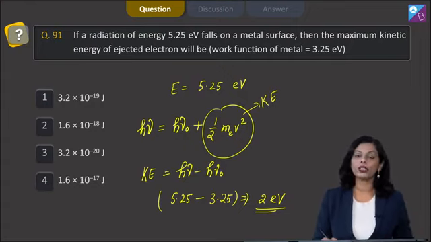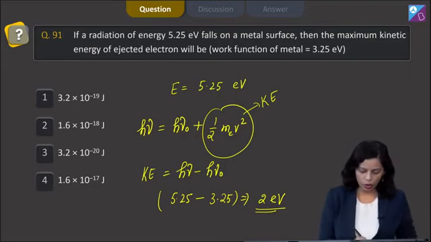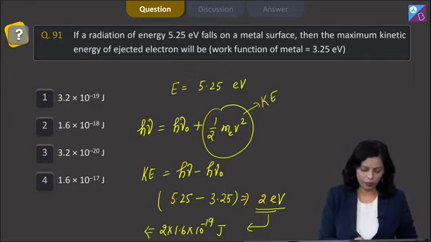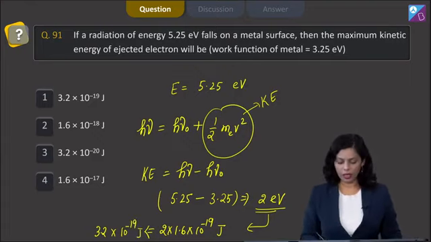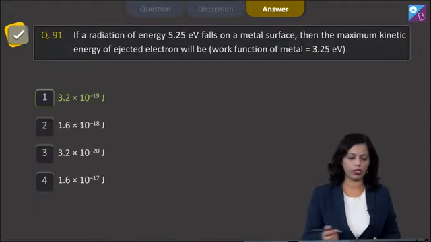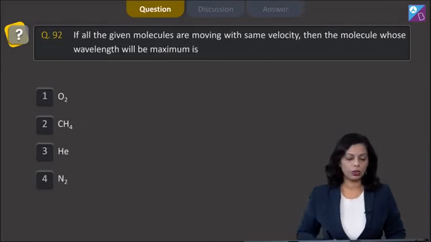1 electron volt is 1.6 into 10 to the power minus 19 joule, so I'm just going to multiply that value, and if you solve this, you will find it is 3.2 into 10 raised to the power minus 19 joule. Clear? Very simple calculations. If you know the concept, you can do those calculations and choose the right answer. Take question number 92 now.